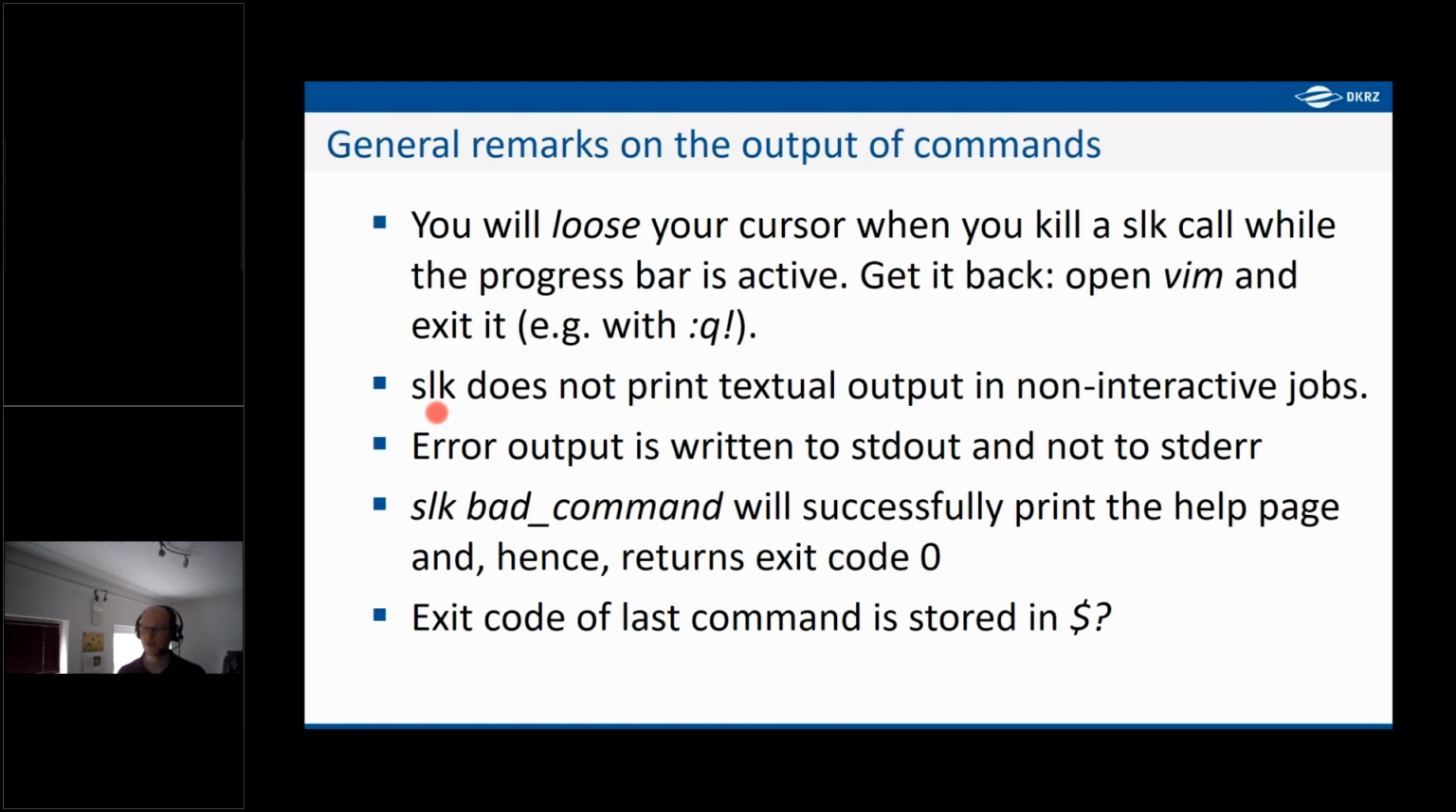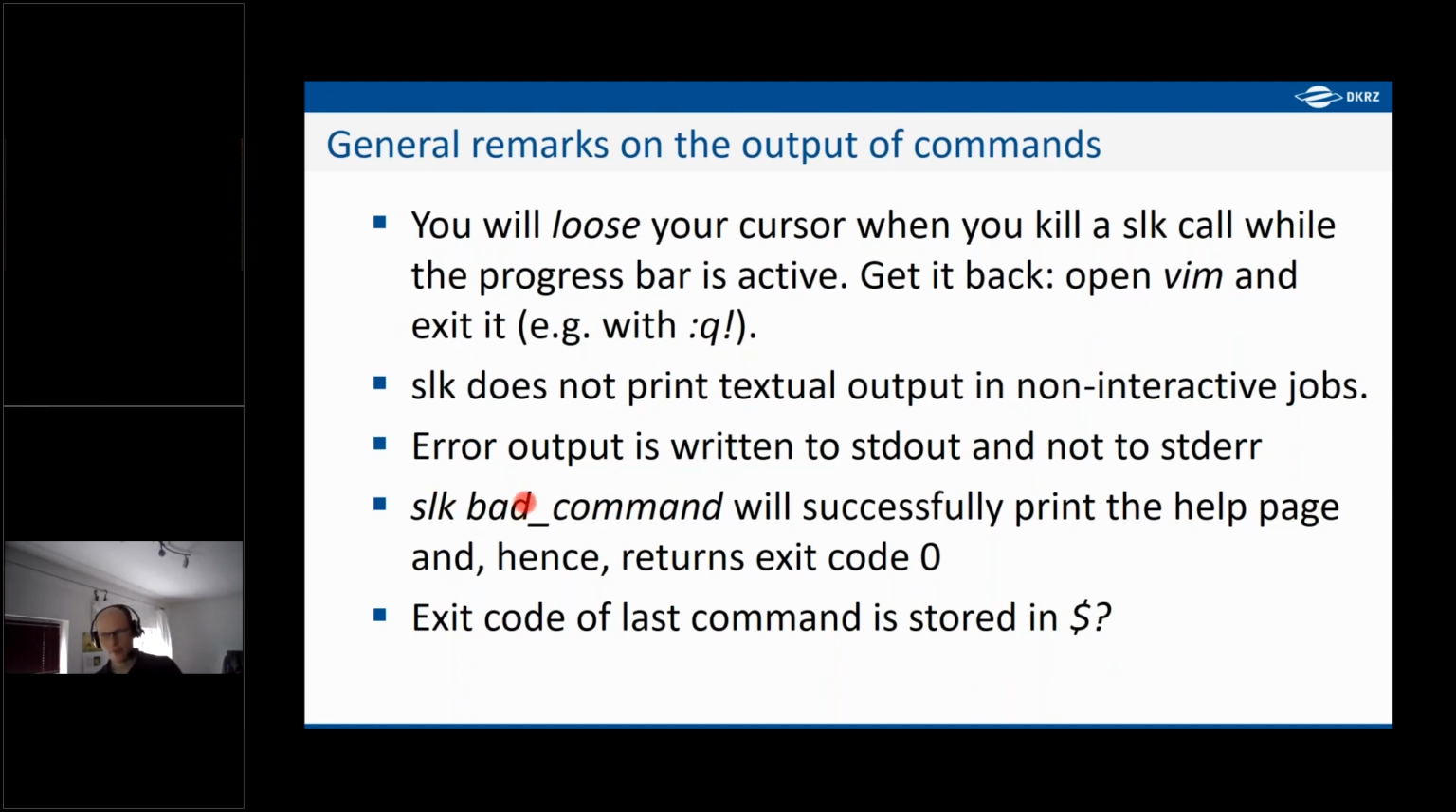If you do use slk in non-interactive mode in batch jobs, you don't see any textual output. There you need to capture the exit codes of slk and see whether the exit code is 0 or 1, and decide on this whether it was successful or not. Errors are in general written only to the standard out, not to the standard error stream. Normally you get an exit code 0 when the call is successful and 1 when it's not successful, or higher than 1.